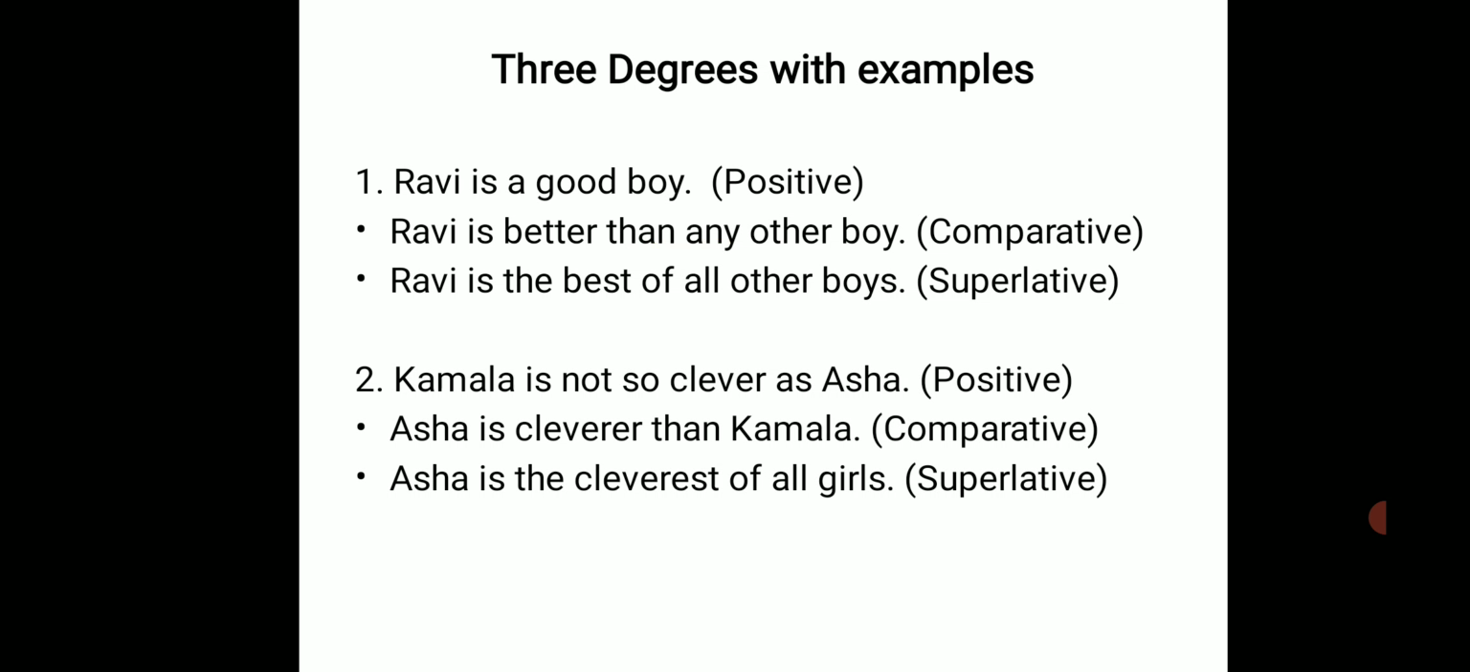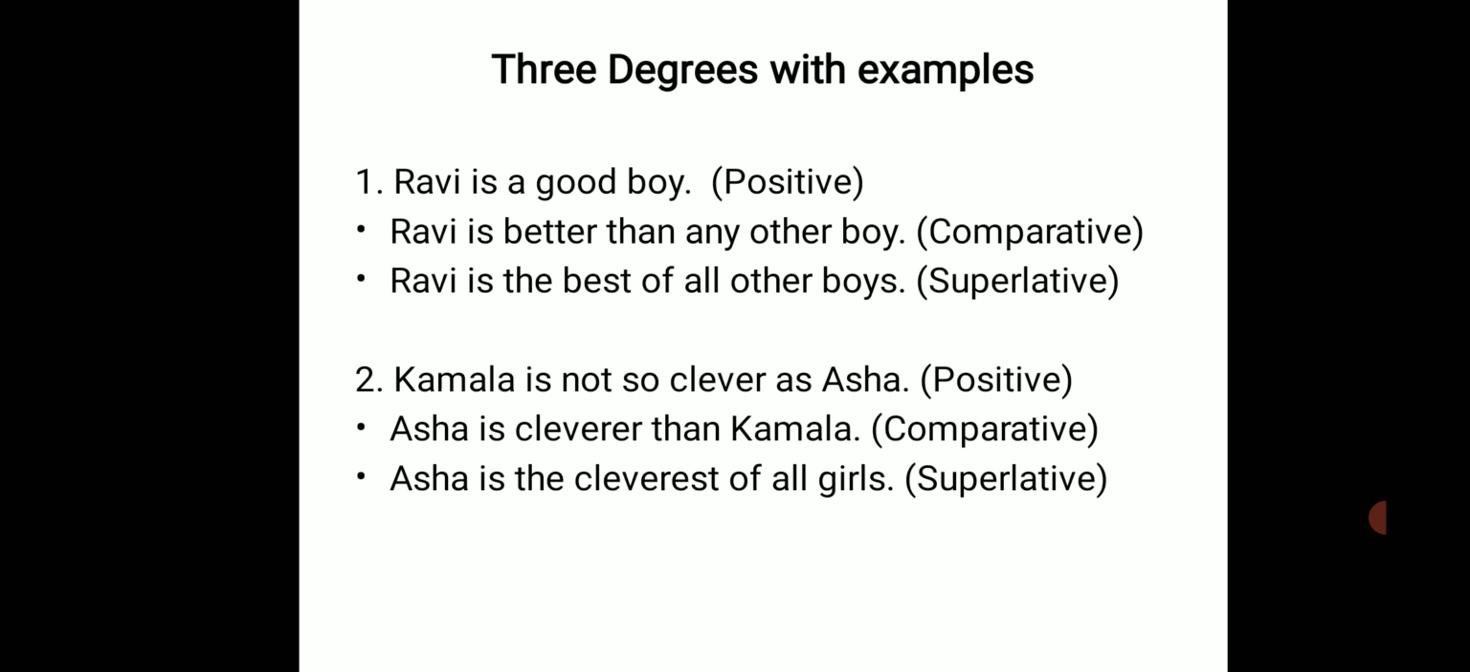In superlative, Ravi is the best. Look at the words. We use the, and the adjective in its superlative form. The best of all. You can stop there either, or add of all other boys. Fine. Let's go to the next example.